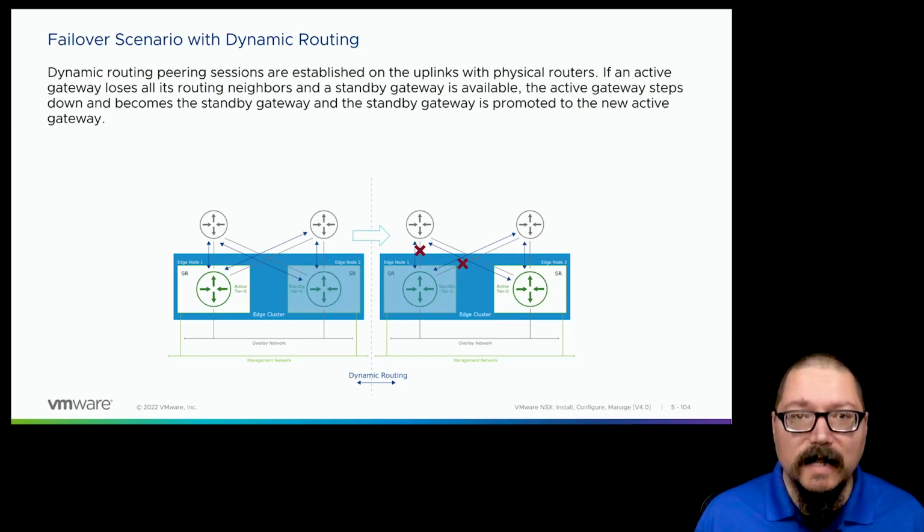The other failure detection is northbound. It's my peering, right? So if I lose all of my northbound peers from my active edge, that will trigger a failover, right? If I still have some northbound peer, if I've got two peers and I only lose one of them, that's not going to trigger a failover. I have to lose both of them in order to trigger the failover for my service router.